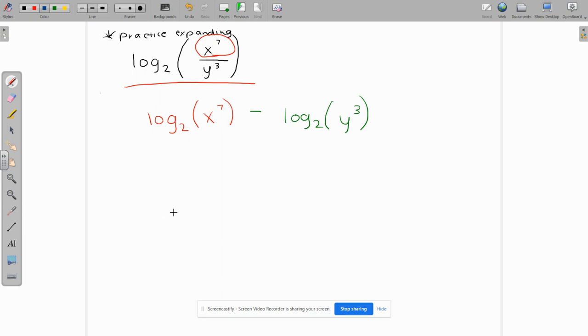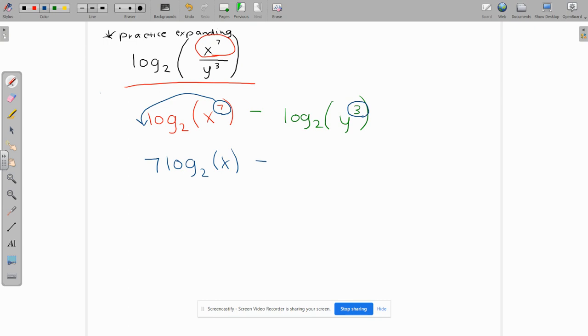So I'm going to take a look at each one, this log base 2. And here's what we learned. So if this is to the power of 7, I know that this can actually become the coefficient for this log. So the 7 comes first, log base 2, and just x. Then here, keeping the subtraction, I see that y is to the third.